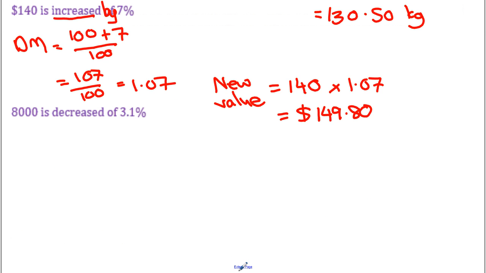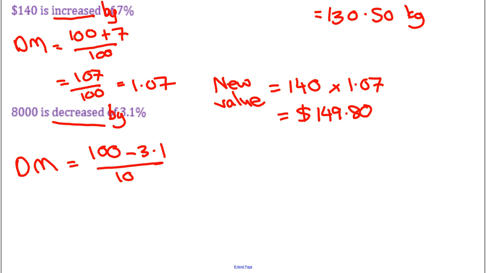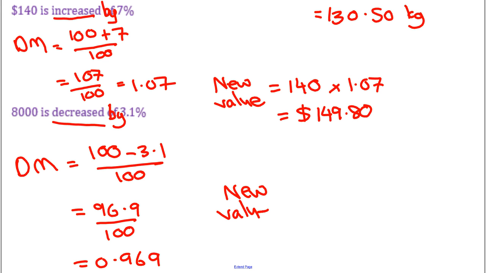Next one, 8,000 is decreased by, hopefully I've changed yours so that it says by, 3.1%. So decimal multiplier for a decrease equals 100 minus 3.1 over 100, equals 100 minus 3 is 97, so minus 0.1 will give you 96.9 over 100, which equals 0.969. And now let's work out our new value. Equals the old value, which is 8,000. There's no units for this one. Times the decimal multiplier, 0.969.